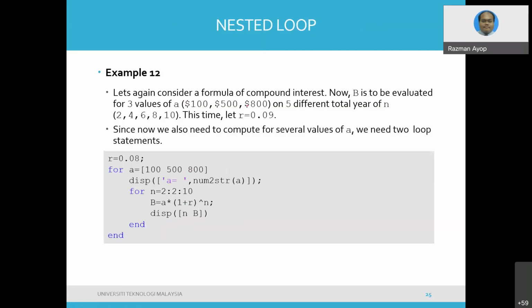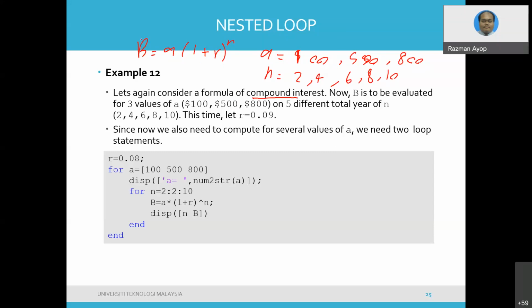But if you have two variable parameters. For this case, you can see here, A, you have 100, 500, and 800, and N is 2, 4. So basically you have 2 parameters. So this one you have to recall back the compound interest formula. So B is equal to A times (1 plus R) to the power of N.